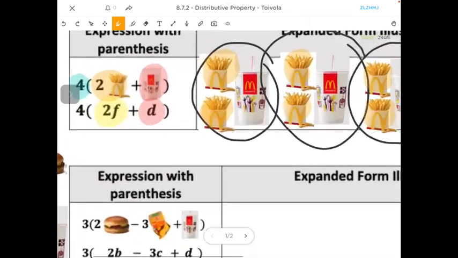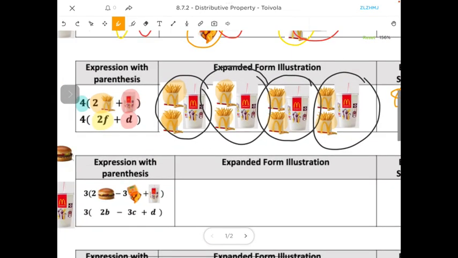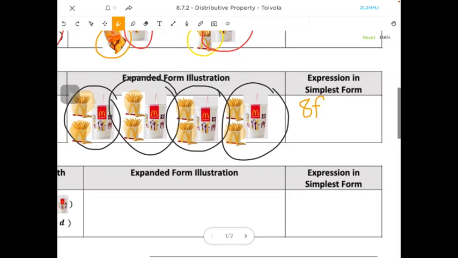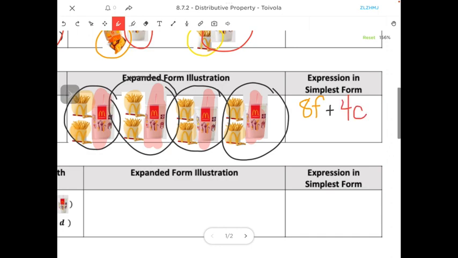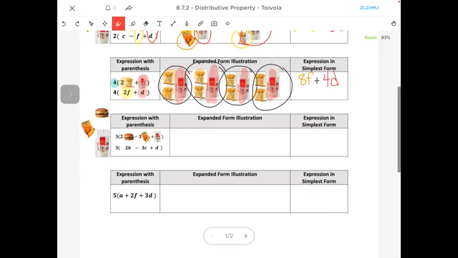Then going back, it looks like they're connected by a plus, so we'll do that next. Plus. Then come the drinks. Those in red. 1, 2, 3, 4 drinks plus 4 drinks. There it is.